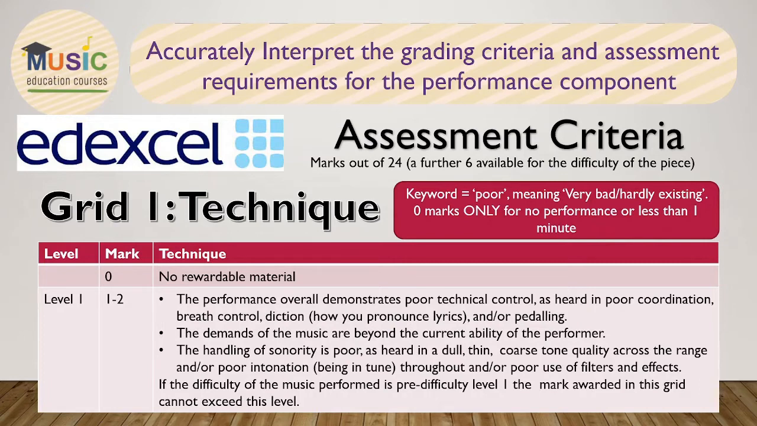Level 1, for 1 to 2 marks, the performance overall demonstrates poor technical control as heard in poor coordination, breath control, or diction, which means how you pronounce lyrics, and or pedaling.